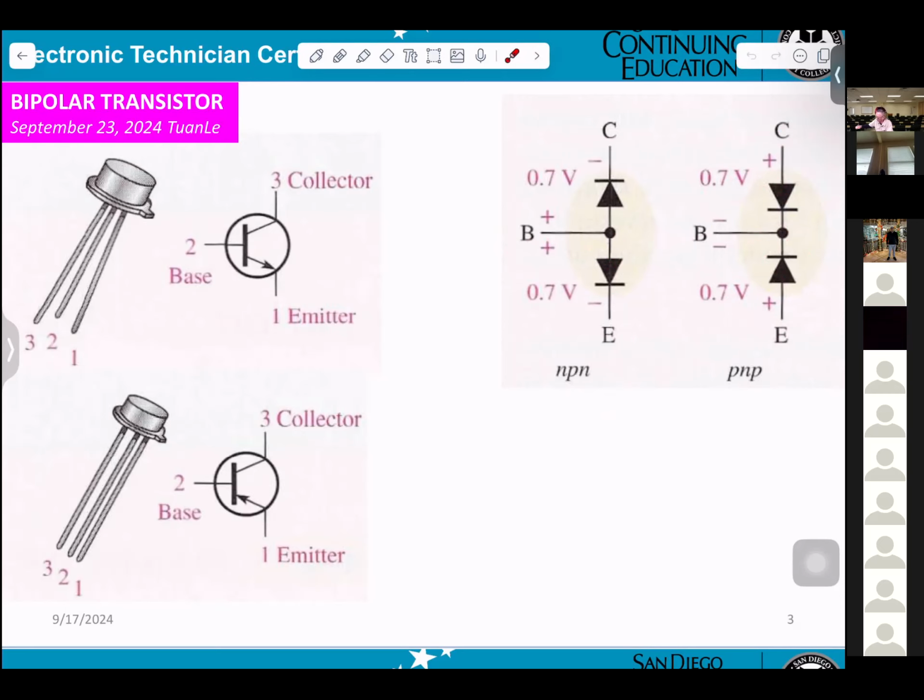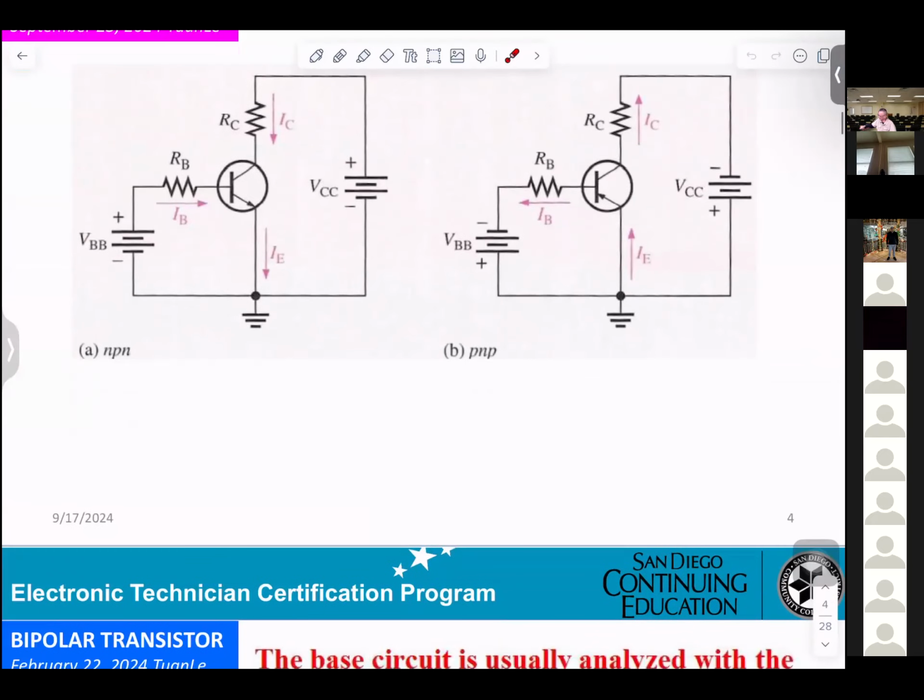And they also gave you the transistor. When you're working in the lab, you will be using that. Number one, emitter, number two, the base, and number three, collector, okay? Make sure if you get a question, you can stop me, okay?